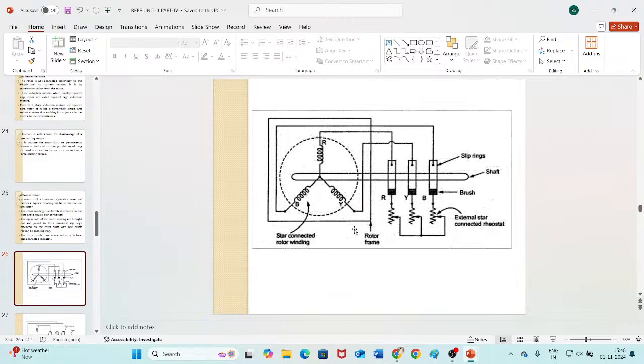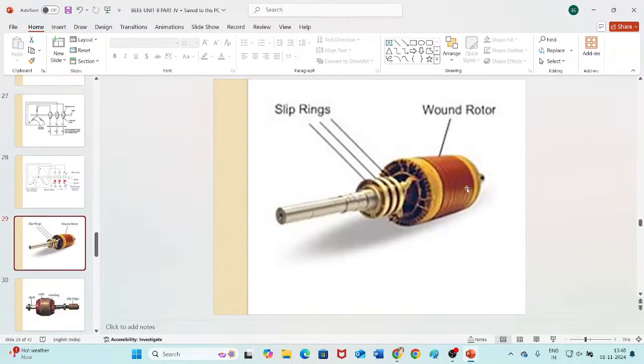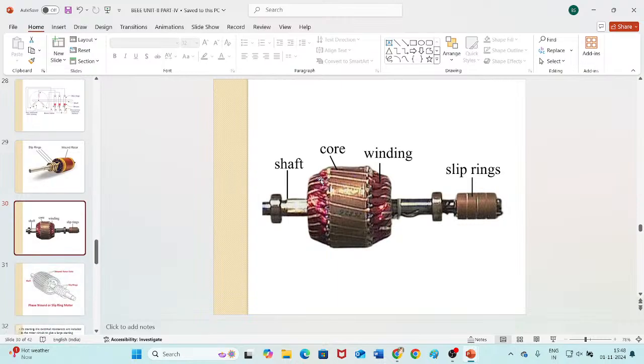It consists of a laminated cylindrical core. Let me see, do I have any image? This is it. It has a laminated cylindrical core with the three-phase winding. The rotor winding is uniformly distributed in the slots and usually star connected. You can see here, the windings of the rotor are usually star connected.